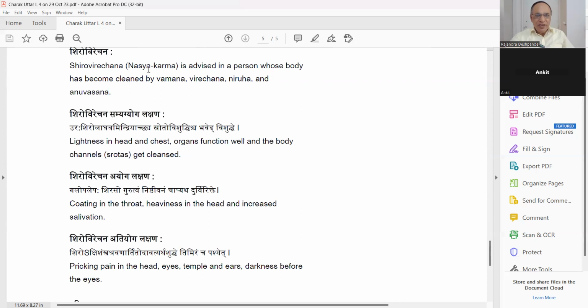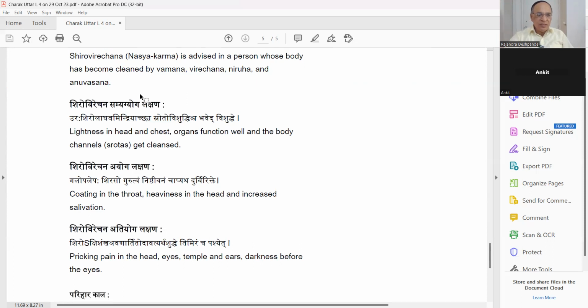Shiro Virechana or Nasya Karma is advised in a person whose body has become cleaned by Vamana, Virechana, Niruha and Anuvasana. Again, you remember from the first point of the lecture, I am saying that in Charak's time they had the sequence Vamana, Virechana, Basti, Raktamokshana and Nasya. But nowadays some people are given Vamana, some Virechana, some Basti, some Nasya, like that. Okay? No problem.